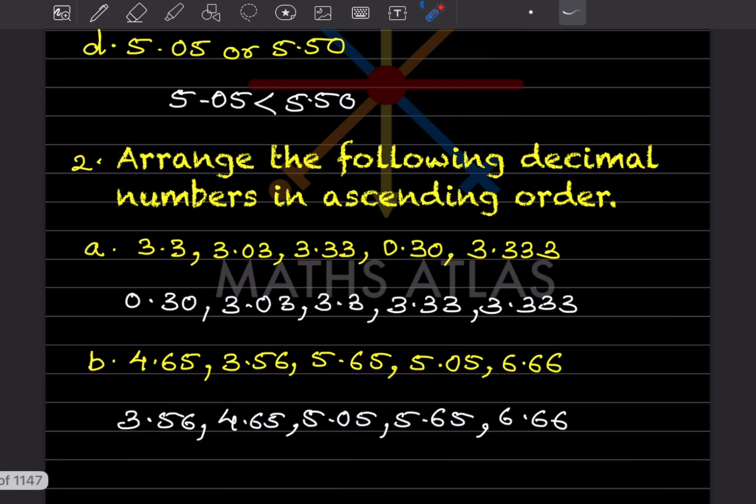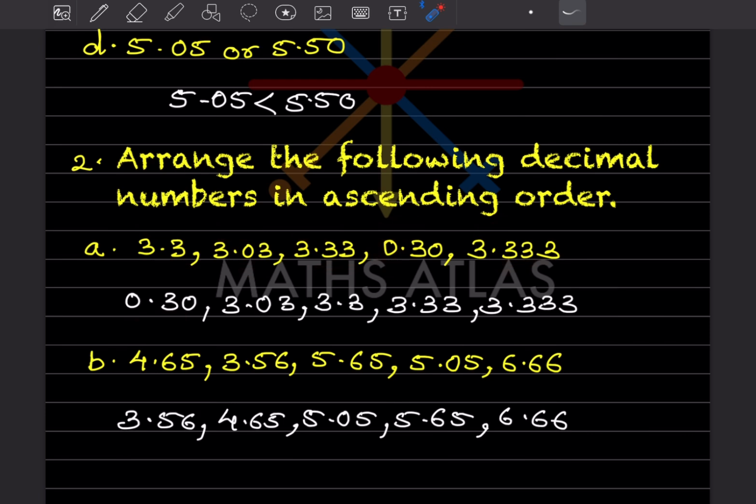Here they said arrange the following decimal numbers in ascending order. Ascending means from small to big. So for the smaller number, we'll see the whole number part. Whole number part means you can see here 3, 3, 3. Here is 0 and here is 3. So 0 is the smaller number. So we can see 0.30, this we can put here. Now here all the places we can see 3.